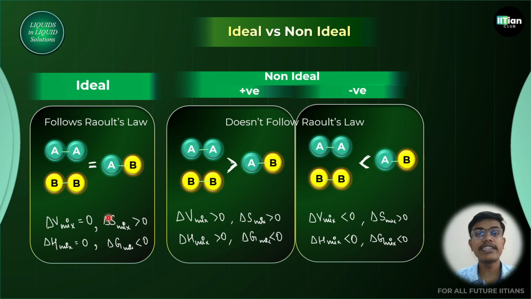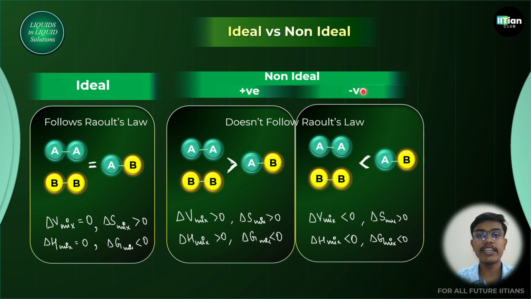Also, we have to note delta S mixing. Whenever we mix together, the entropy increases. That's what we know from thermodynamics. And delta H of mixing is 0 because there is no change in the interactions. If there is a change in the interactions between A and B, then there will be some change in the delta H, that is, the change in enthalpy. And delta G mixing will always be less than 0. Only if the change in Gibbs free energy is negative can the process occur spontaneously. So delta G is less than 0 for this ideal solution case.